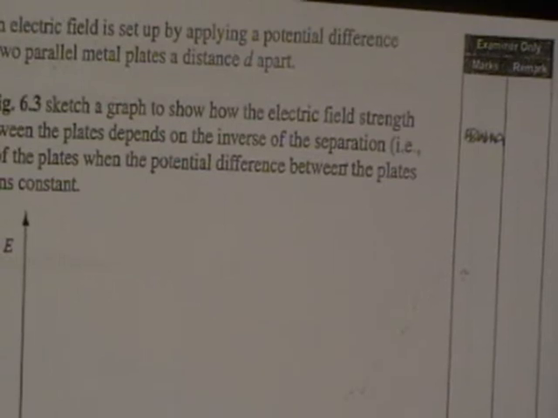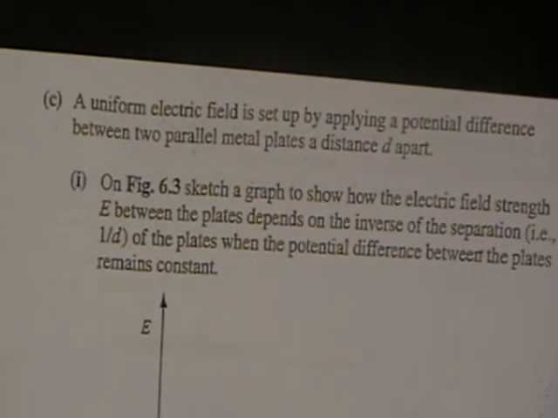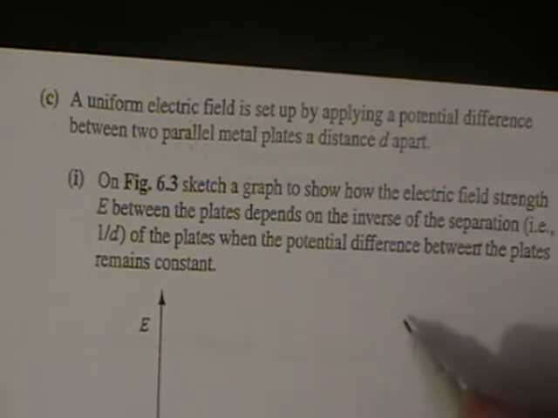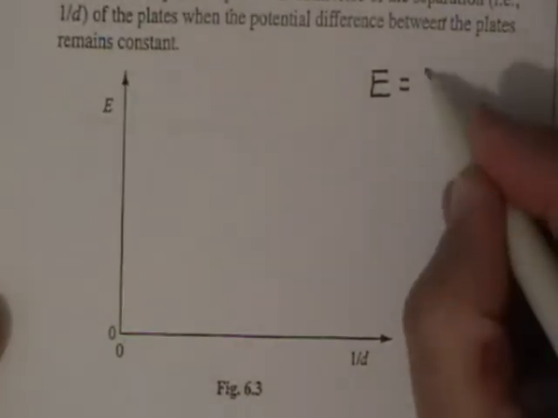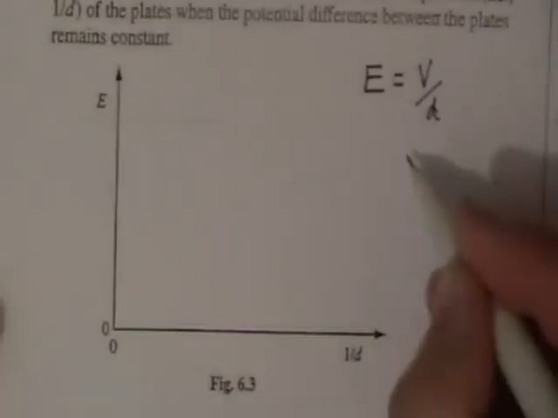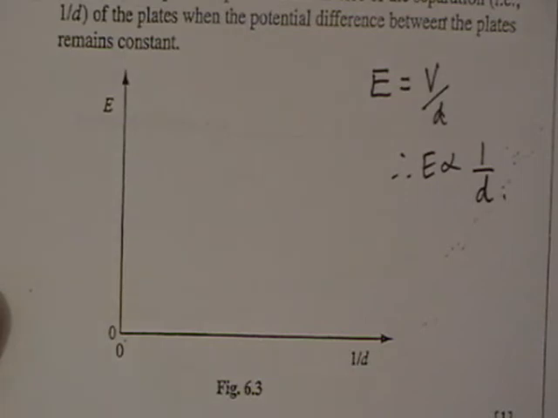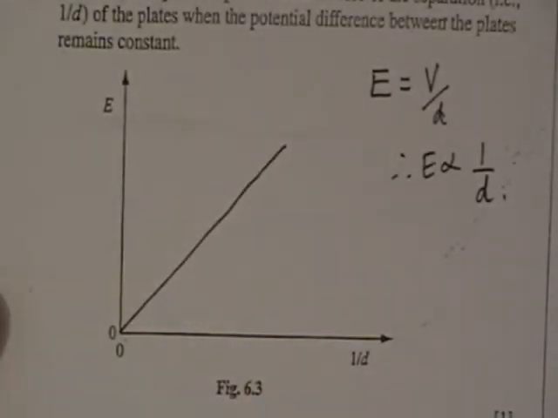A uniform electric field is set up by applying a PD between two parallel metal plates. Sketch a graph to show how the field strength E between the plates depends on the inverse of the separation. Now, the equation that we use for working out the field strength between two metal plates is E equals V over d. Therefore, E is proportional to 1 over d when V is a constant. Therefore, we're going to get a straight line through the origin.